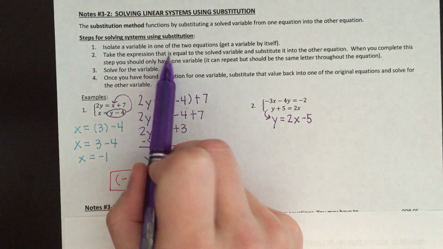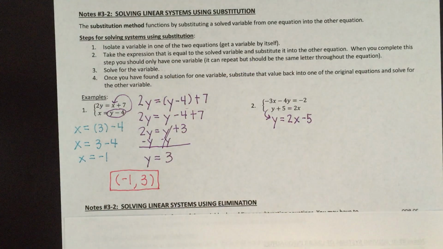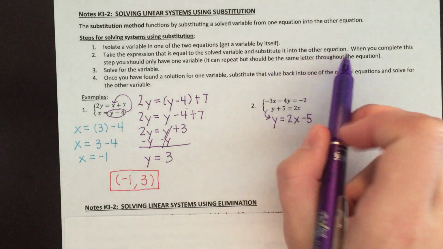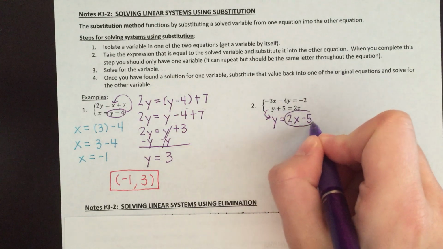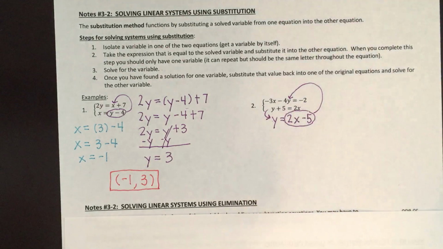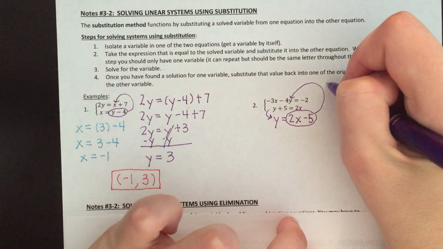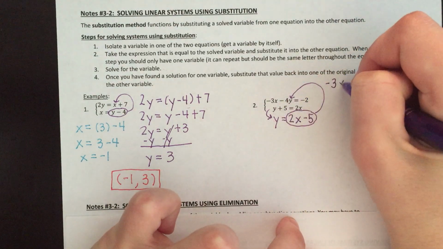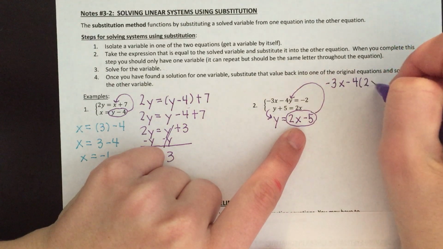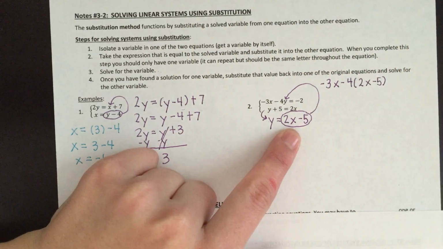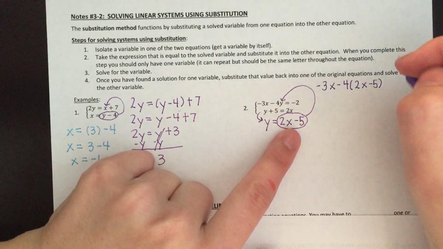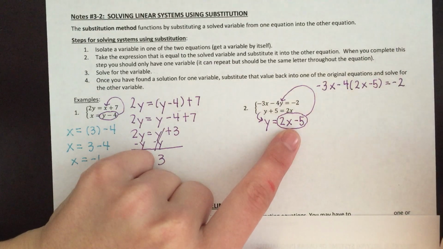Take the expression that is equal to the solved variable, so that's this, and substitute it into the other equation. So here I'm taking this because this is what y equals, and I'm going to plug it in where I see y into the other equation. So let's rewrite. I would then have negative 3x minus 4, where I see y, I'm plugging in 2x minus 5. I don't know if I said x, I meant y. Where I see y, I'm plugging in 2x minus 5, equals negative 2.